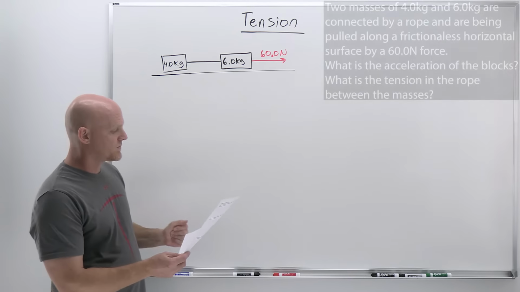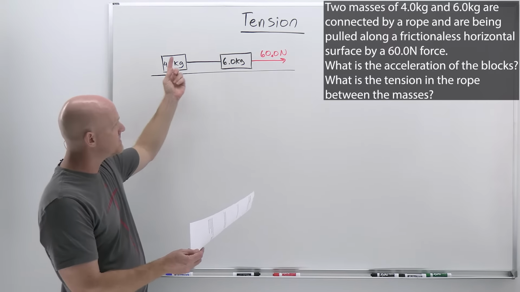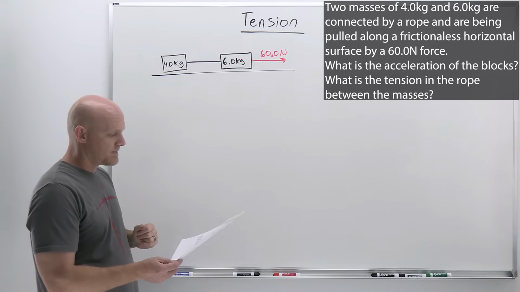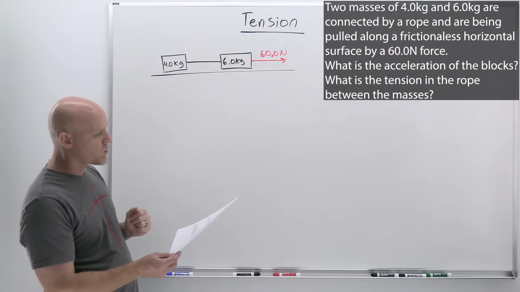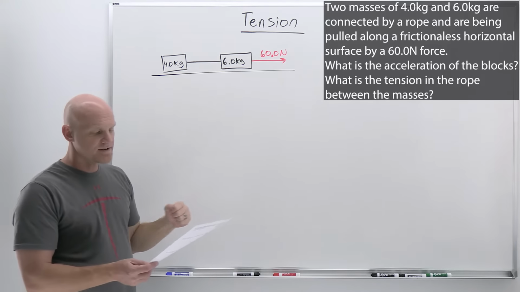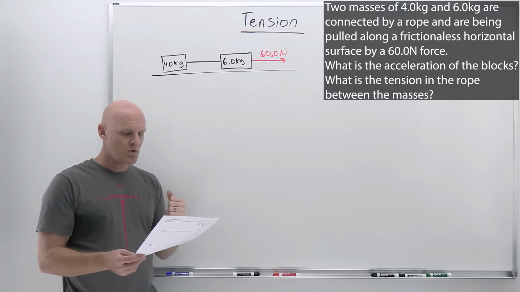So this one reads, 2 masses of 4.0 kilograms and 6.0 kilograms are connected by a rope. And they're being pulled along a frictionless horizontal surface by a 60.0 Newton force. What is the acceleration of the blocks? What is the tension in the rope between the masses?